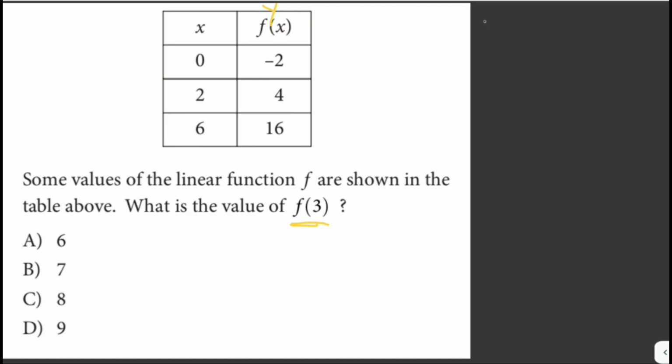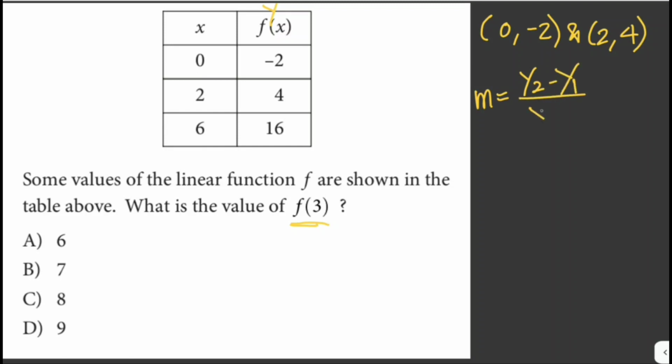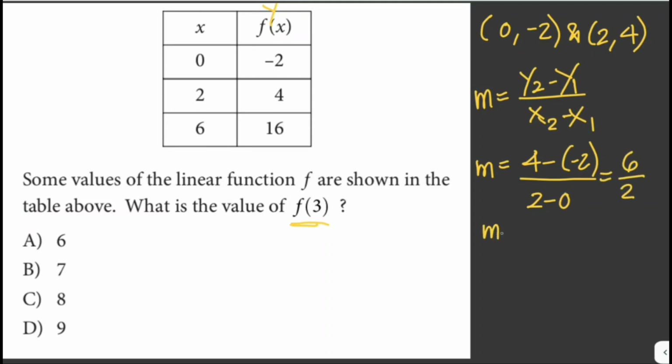So let's do that. Say we choose 0, -2, and 2, 4. So our slope is just equal to y sub 2 minus y sub 1 over x sub 2 minus x sub 1. So this is 4 minus -2 over 2 minus 0, this is just equal to 6 over 2. Therefore, the slope is just equal to 3.